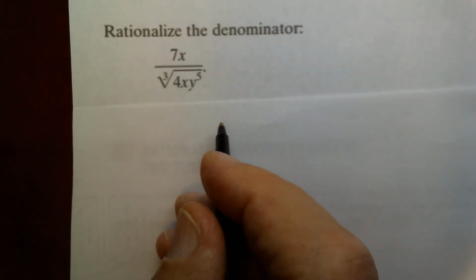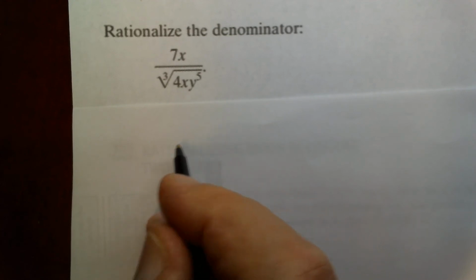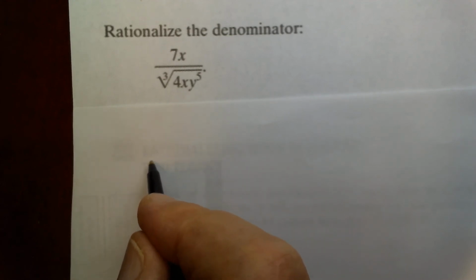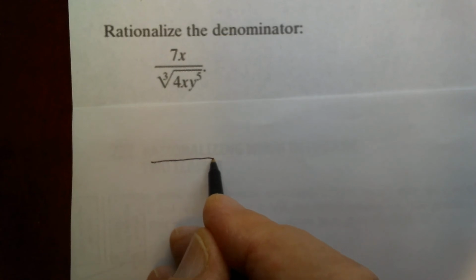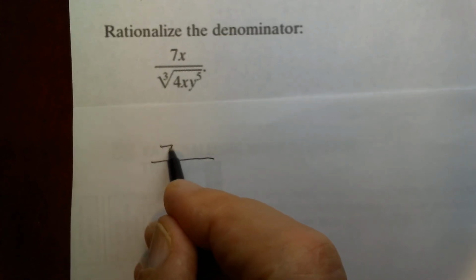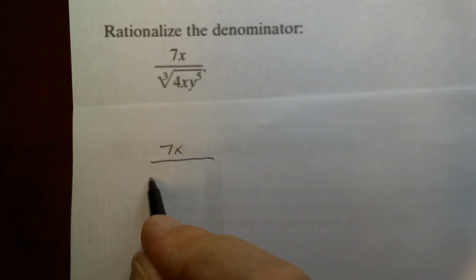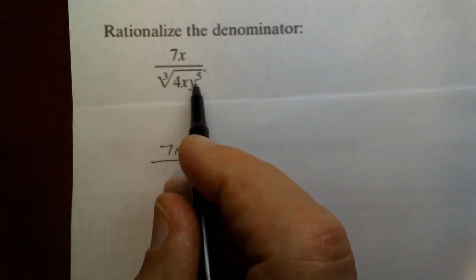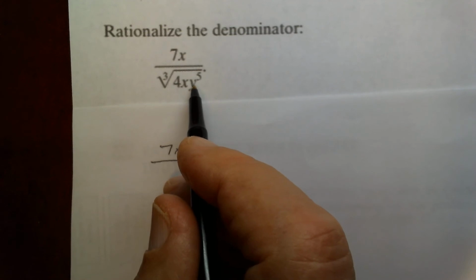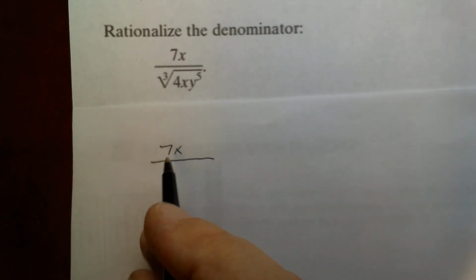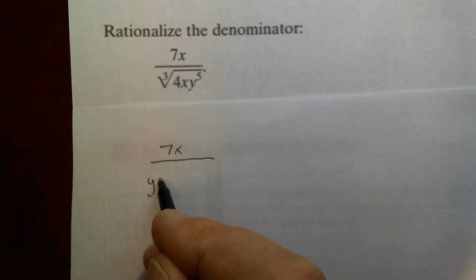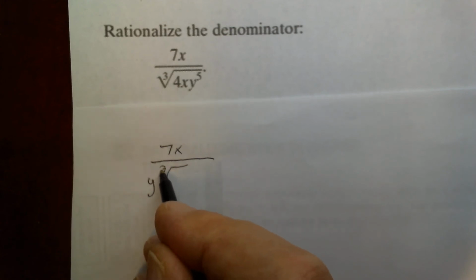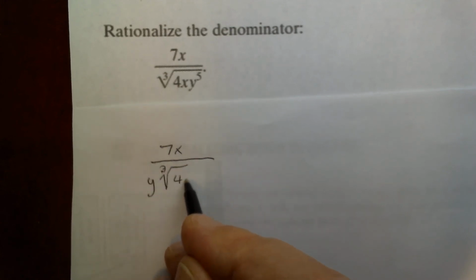To rationalize the denominator in the next exercise, let's focus on the denominator, and the numerator will take care of itself. The numerator is simply 7x. Now for the denominator, we notice it's a y to the fifth, so it can be written as y to the third times y squared. And so the third root of y to the third would be y. So that leaves us the third root of 4xy squared.